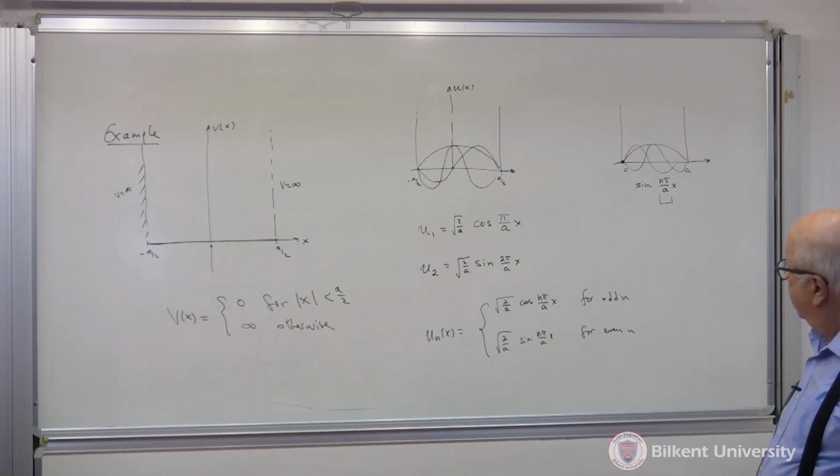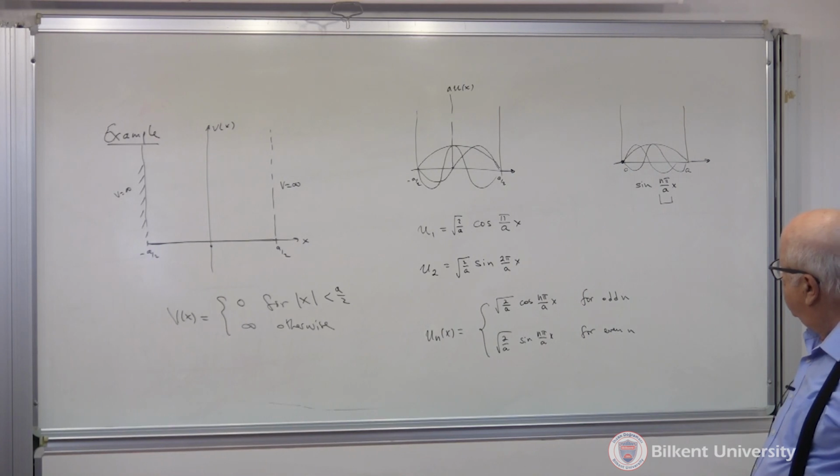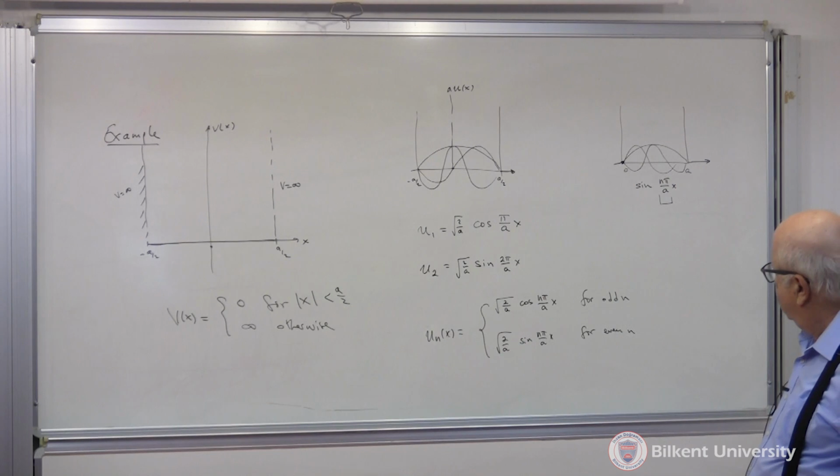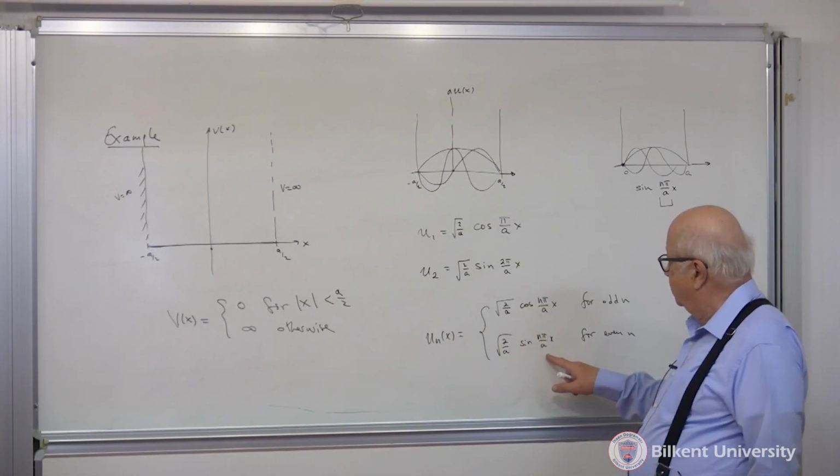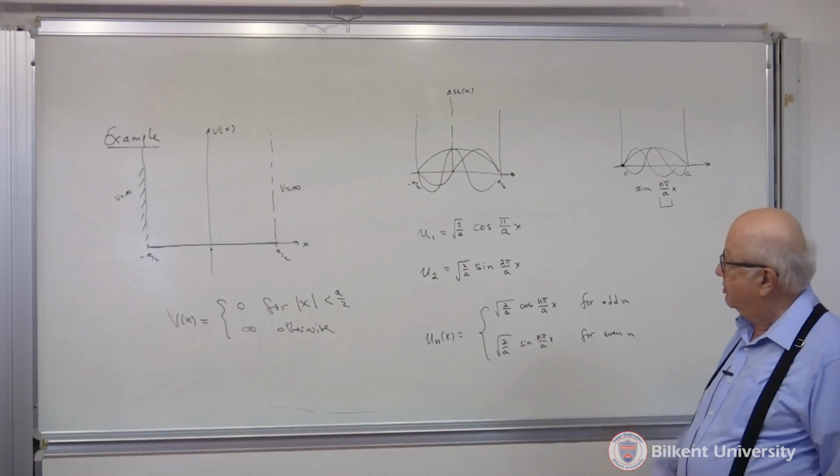We wrote differently, sine 2 pi over a x. Yes. But when we wrote n, it's 2, so n is 2, okay? So I think it's okay.